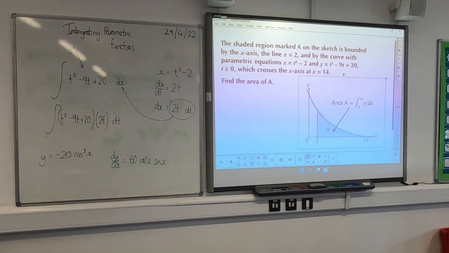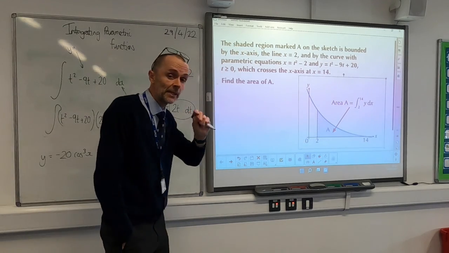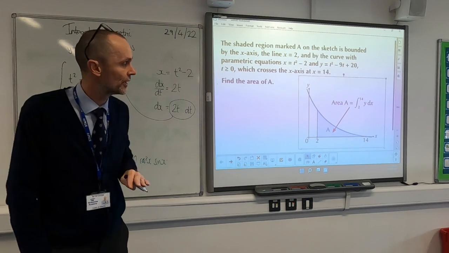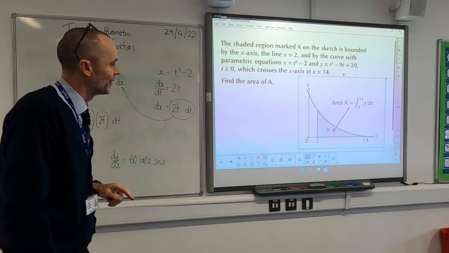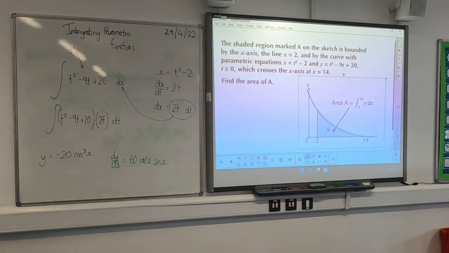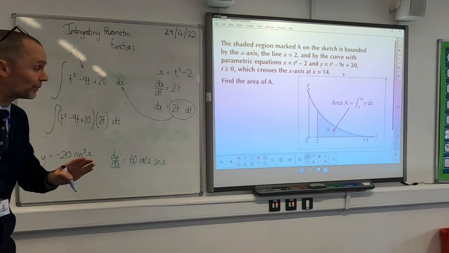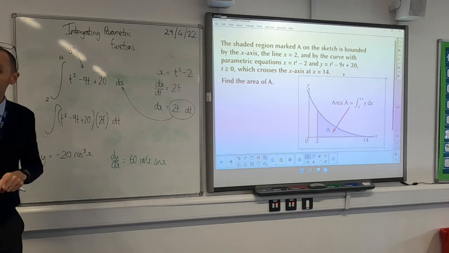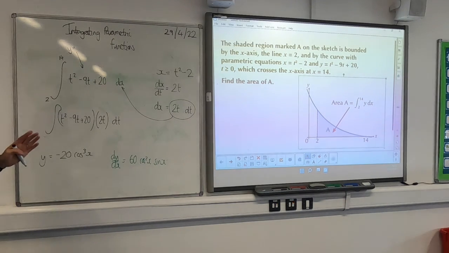Why can't t be negative? Well, okay, there's no reason why it couldn't, but remember t is a parameter, and varying that parameter gives you different values of x and y, which is how they build the function. But you've spotted that they're telling us that t is positive, greater than or equal to 0, because the other thing we need to do is work out what values we're integrating between. We're integrating between 2 and 14. Those are x values. But we've now changed it into a t expression. So we need to actually change those x values to t values.